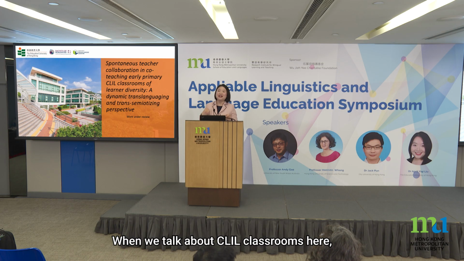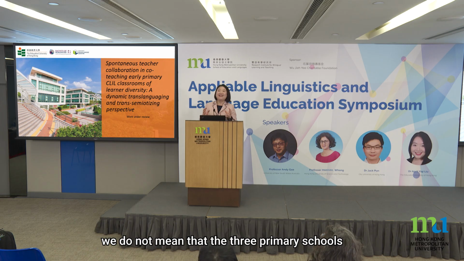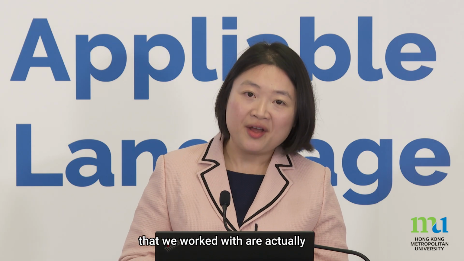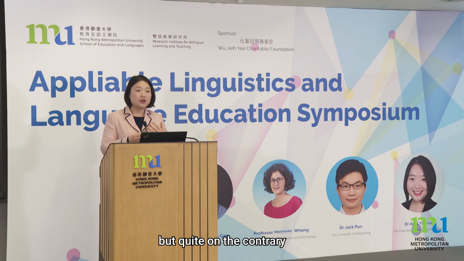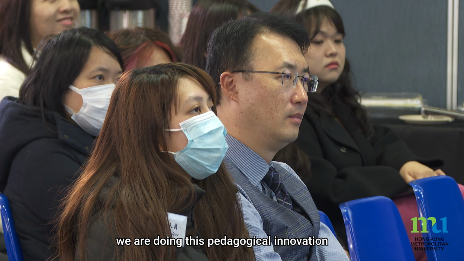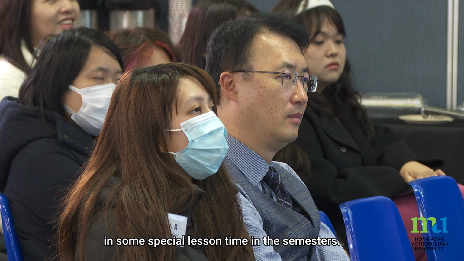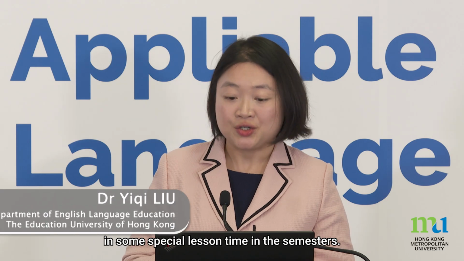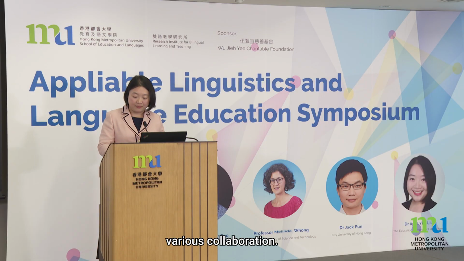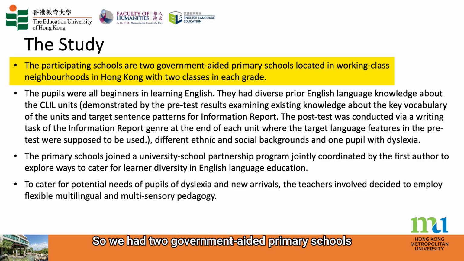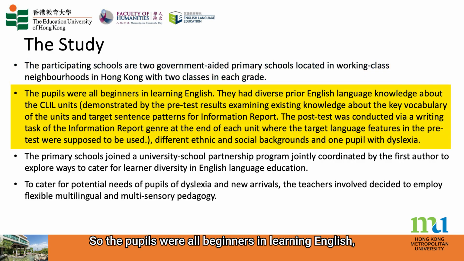When we talk about CLIL classrooms here, we do not mean that the 3 primary schools that we worked with are English medium primary schools. Quite on the contrary, we are doing this pedagogical innovation in some special lesson time in the semesters. So we had a lot of opportunities to explore various collaboration. We had 2 government-aided primary schools located in working class neighborhoods in Hong Kong, 2 classes in each grade. The pupils were all beginners in learning English.